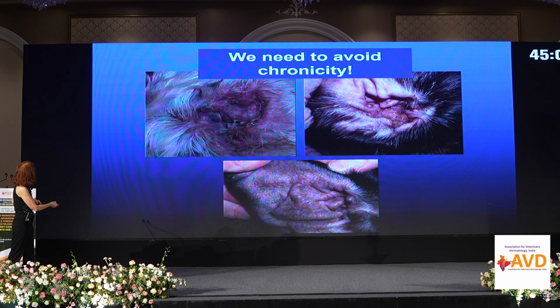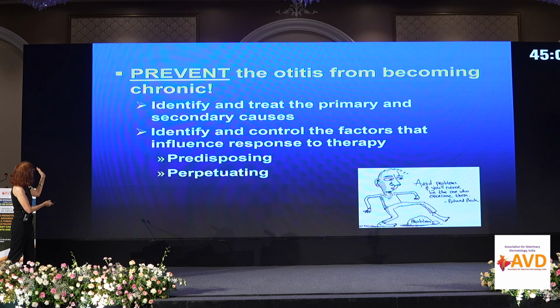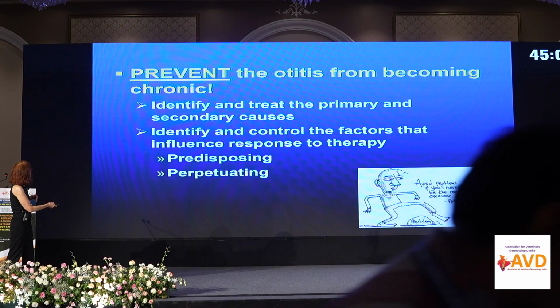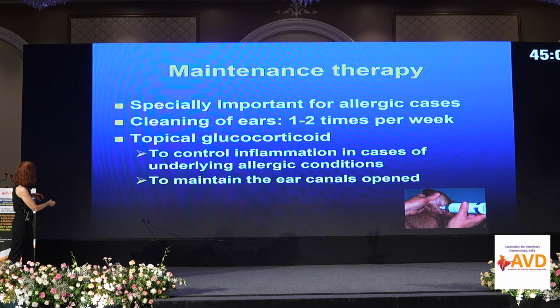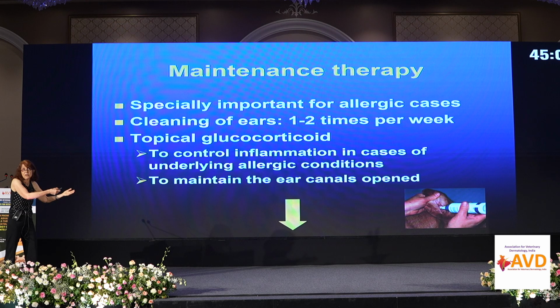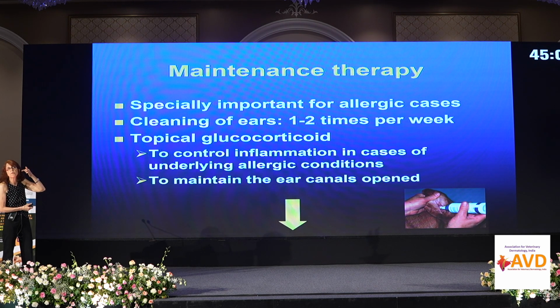So avoid that. Prevent otitis from becoming chronic by identifying the primary and secondary causes and controlling the predisposing and perpetuating factors. And recheck, and recheck your cases. Maintenance therapy, again, is especially important for allergic cases. For all the diseases where the primary disease cannot be cured, you need maintenance therapy, okay? Cleaning the ears 1 to 2 times per week. In our allergic patients, you may also recommend some topical steroids to control the inflammation long term.